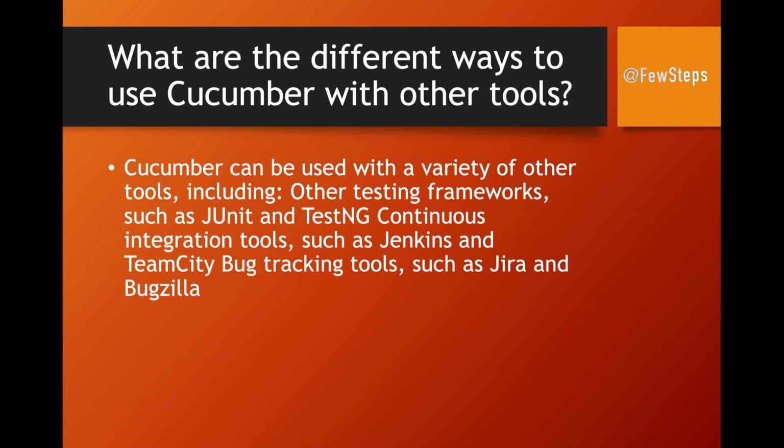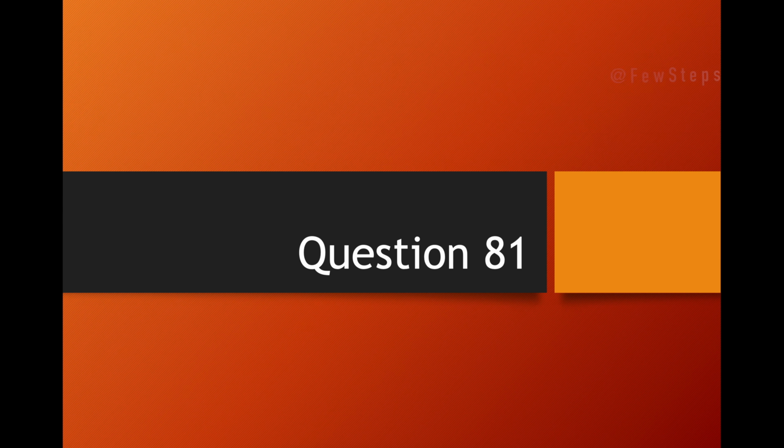Question 80. What are the different ways to use Cucumber with other tools? Cucumber can be used with a variety of other tools, including other testing frameworks, such as JUnit and TestNG, continuous integration tools, such as Jenkins and TeamCity, and bug tracking tools, such as Jira and Bugzilla.